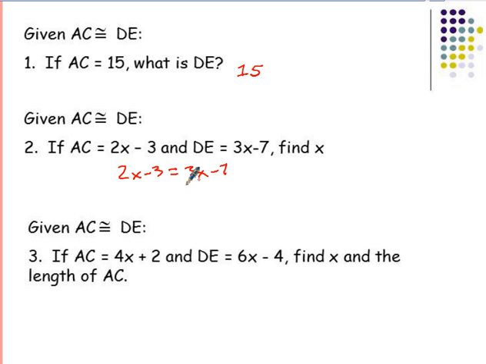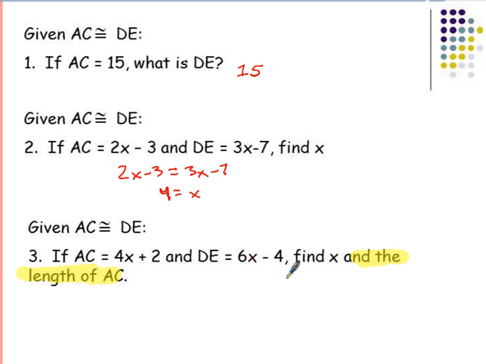Now this is important. You have to be able to solve equations. If I solve this equation, I subtract 2x from both sides, I add 7 to both sides, I get 4 equals x. If I went too fast for you there, you have to let me know, because that's something we need to work on with you. All right. Number 3, if AC is 4x plus 2 and DE is 6x minus 4, find x. And this you've got to be on the lookout for. Sometimes the directions will add a little thing at the end: and find the length of AC.